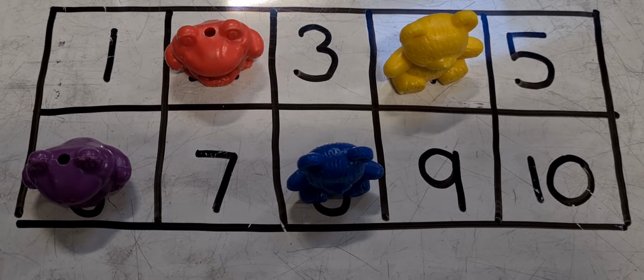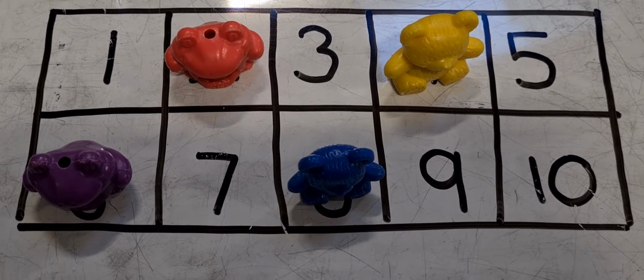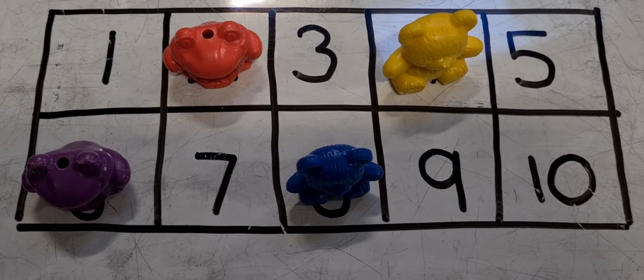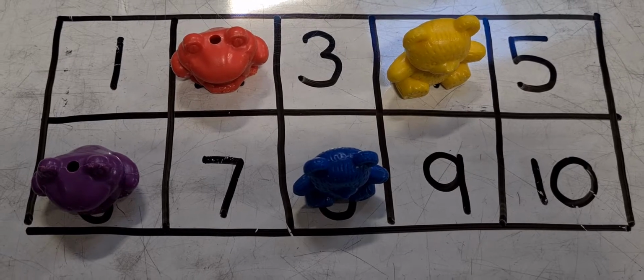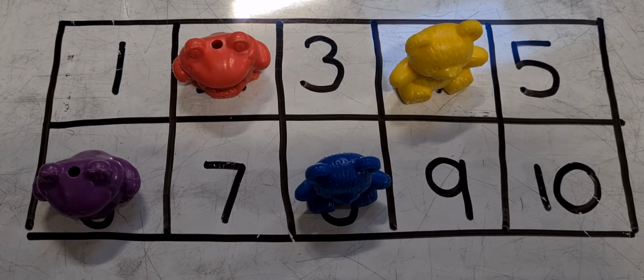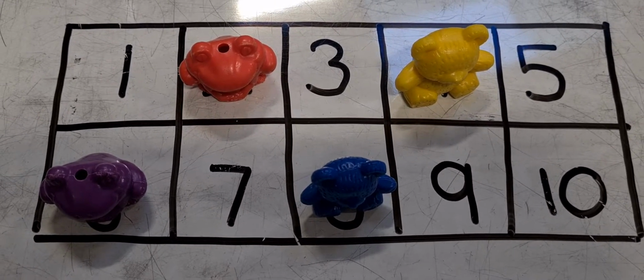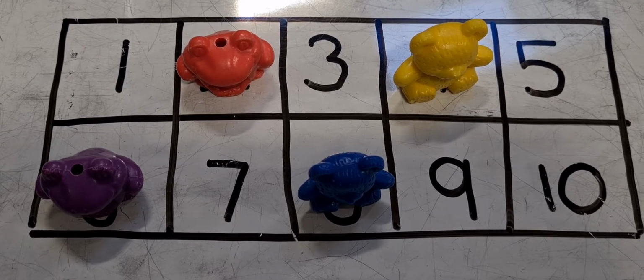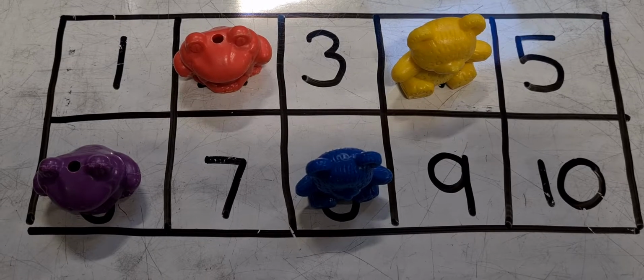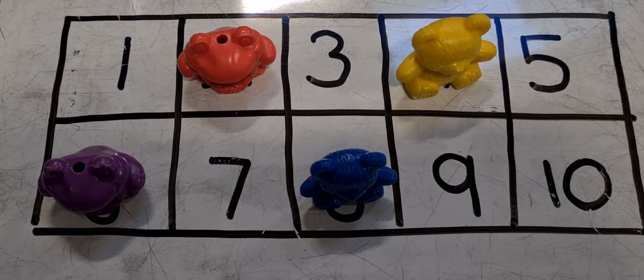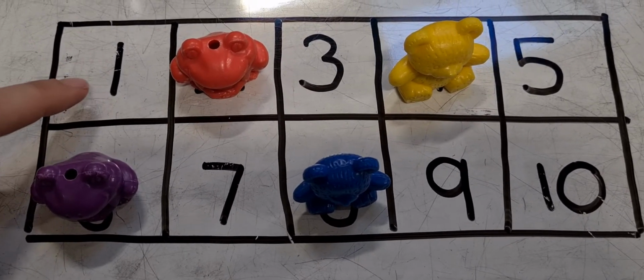2 teddies and 2 frogs have jumped on top of my numbers. I would like your help. I'm thinking about a number. The number that I'm thinking of is one more than 1. Let's find number 1. Here it is.